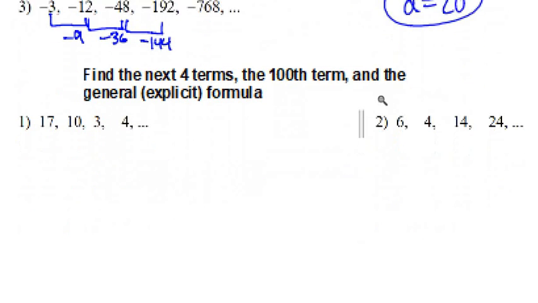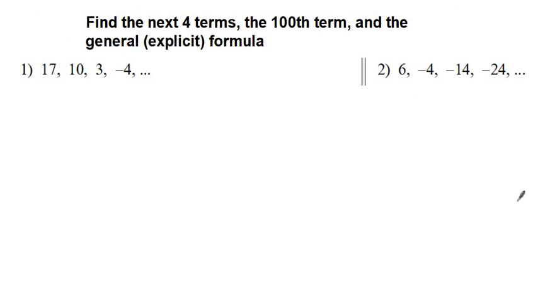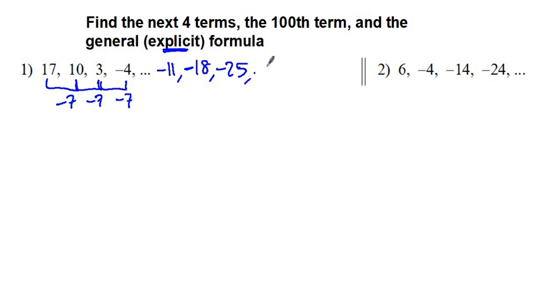The last thing I want to show you for this section is how to take arithmetic sequences and find future terms. In these two examples, we want to find the next 4 terms, the 100th term, and then something called the general formula, or another name for it is the explicit formula. Let's start by finding the next 4 terms. It looks like we're going down 7, down 7 again, down 7 again. So if we keep that going, down another 7 would be negative 11. Then negative 18, then negative 25, then negative 32. So we took care of the next 4 terms.